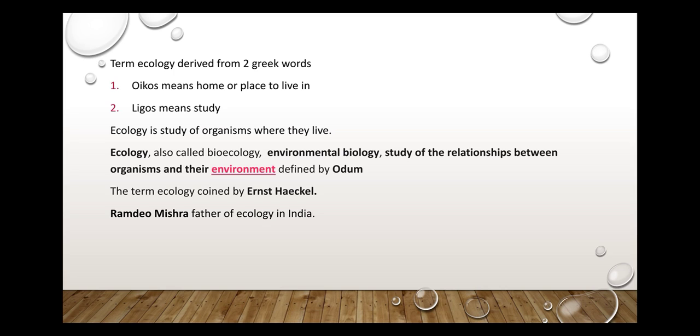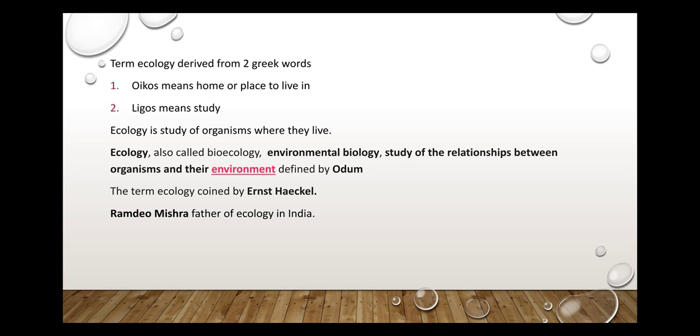For example, if we are talking about humans, then in ecology with humans we study the overall environment which is present surrounding the human. And according to Odum, ecology is the study of the relationship between organism and their environment. Because the human can interact with many things like temperature, water, food, other animals and also within humans. So the relationship between any organism and its environment is known as ecology.